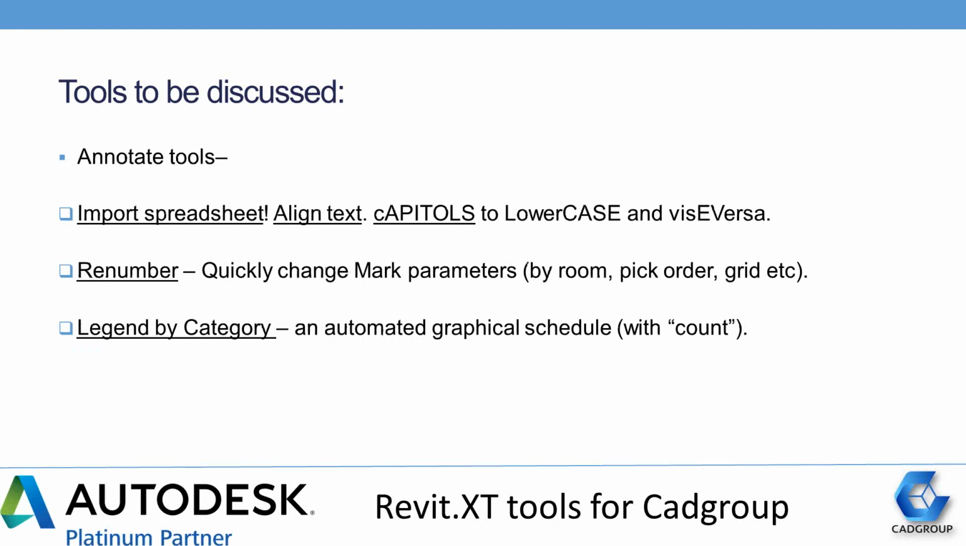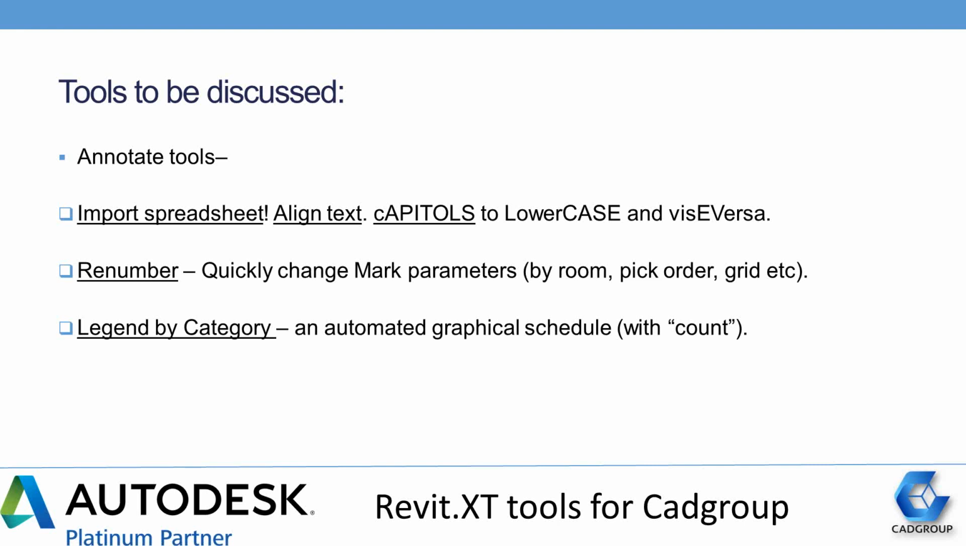There's also a section called Annotate Tools. So, import spreadsheet, exclamation mark. The reason for the exclamation mark is because, again, that's another one of those tools which I think is very, very powerful. So we'll have a look at the ins and outs of how that works, and see whether that is of any interest to you. There's a series of Align tools which are quite handy for aligning viewports and bits of text, which would otherwise be very hard to do in Revit. And then capitals to lowercase and vice versa. It's a very simple little tool that just allows you to do exactly what it's called.